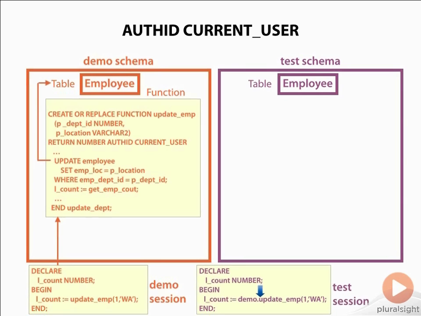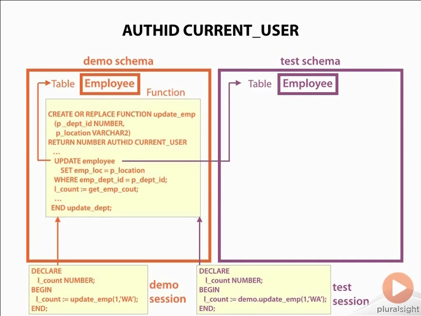But when the test session runs the demo.updateEMP function, it goes to the updateEMP function in the demo schema as before, and here the update to the employee table resolves to the employee table in the test schema as it is the caller or executor of the program.